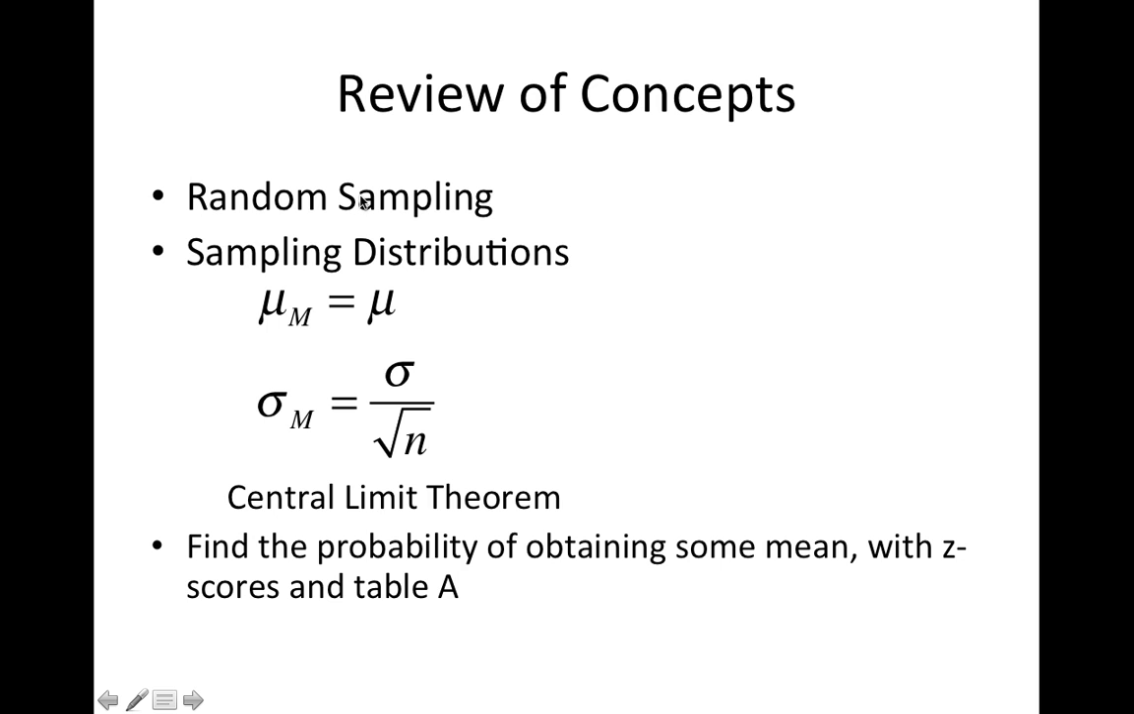Okay, random sampling, just to review, is a process by which every observation has an equal chance of being included. The three amazing facts of sampling distributions are that the mean of the sampling distribution is equal to the population mean, that the standard error of the mean is equal to the standard deviation of the population divided by the square root of n, and the central limit theorem, and that is the shape of the probability distribution of scores does not matter. As n increases, the sampling distribution of the sample mean will be normal. And once we have a normal distribution, we can use a z-score and Table A to find the probability of some particular mean or statistic that's normally distributed.